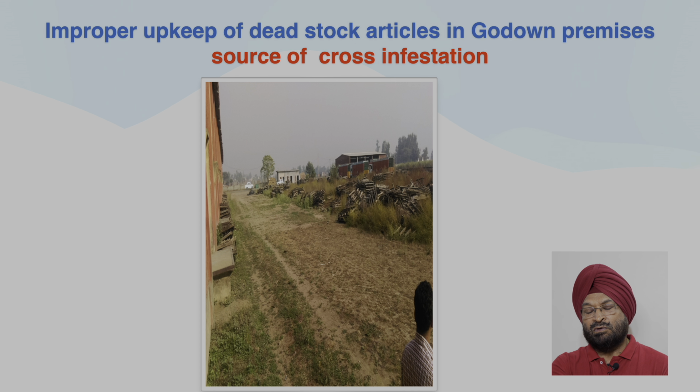Similarly, the lot of dead stock articles, wastage we preserve, we stack outside the godown, within the premises of the godown. The same thing happened there. You cannot fumigate, you cannot spray it. So whenever the stocks are fumigated inside the godown, the insect will migrate from these dead stock articles lying outside the premises of the godown.